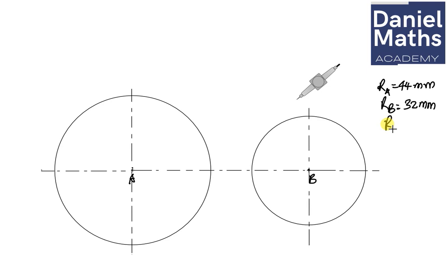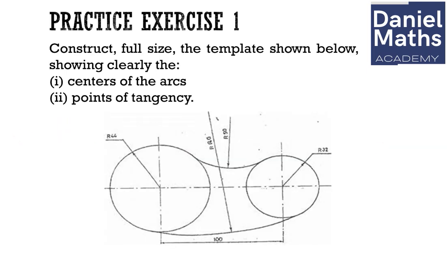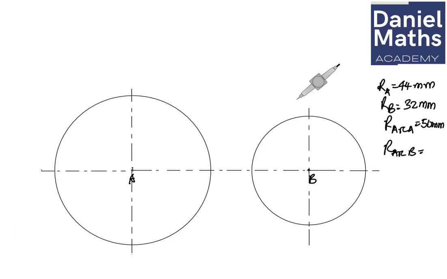Then radius of arc A is equal to 50 millimeter, and then radius of arc B is equal to, so let's see, 120 millimeter. Okay, this is 120, this is 50. So this is the external, and this is the internal. So the radius of the internal arc is 120. So this is 120 millimeter. Okay, so that's 120 millimeter, right? Now 120 millimeter.